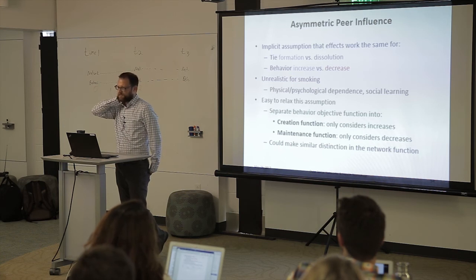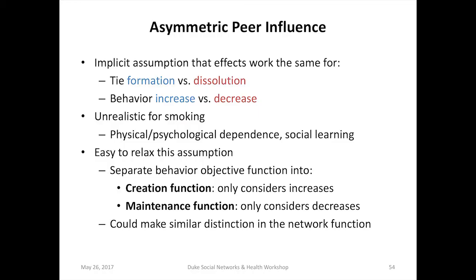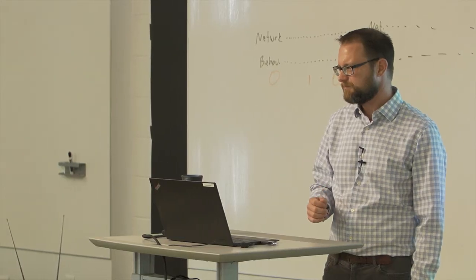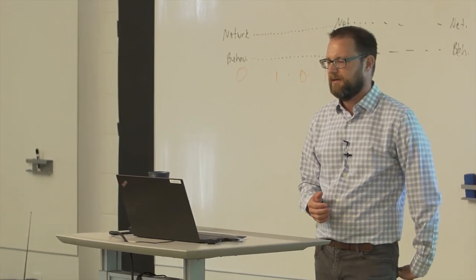All right, so this is the question of whether it is possible to detect asymmetric peer influence. The implicit assumption with the model that I've gone through so far is that effects on behavior matter the same for increases as for decreases. And the corollary with the network is that effects have the same strength for adding a tie as they do for deleting a tie. And that may or may not be realistic.